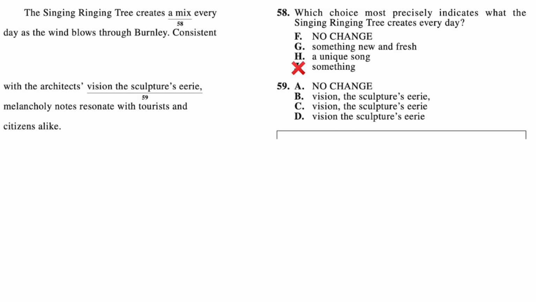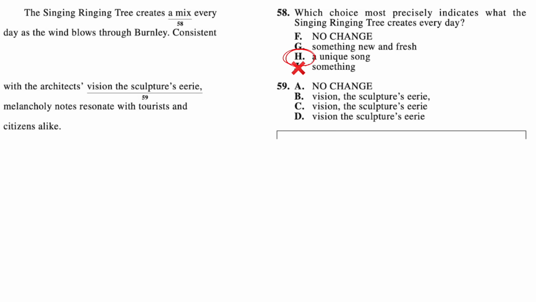One option choice stands out from the rest, and that would be option choice H, because it mentions a song, right? No other option choice specifies precisely what the tree creates, only referencing it as something, right? Instead of the specific song. So the answer would be option H.